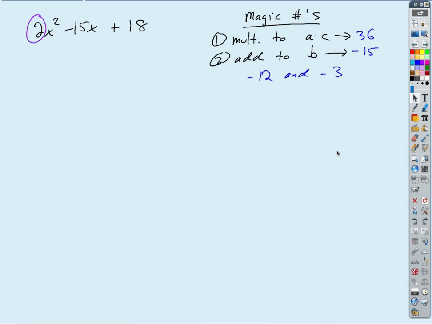So we're going to go through the same process of finding the magic numbers that we did before. This is called factoring by grouping. Okay, let's label that actually.